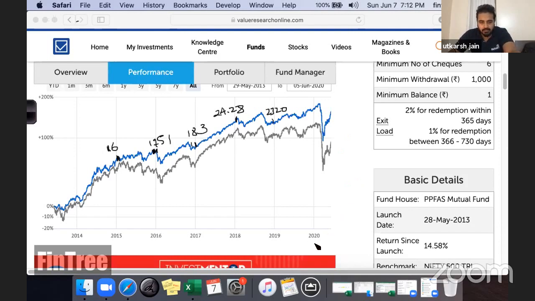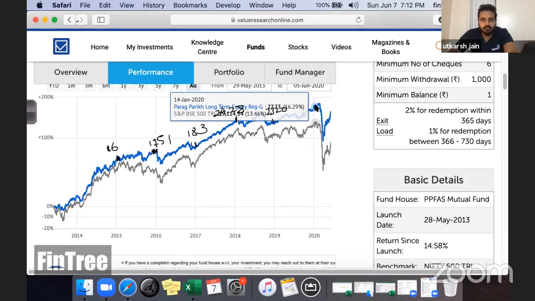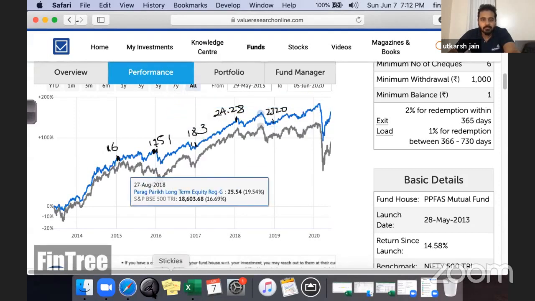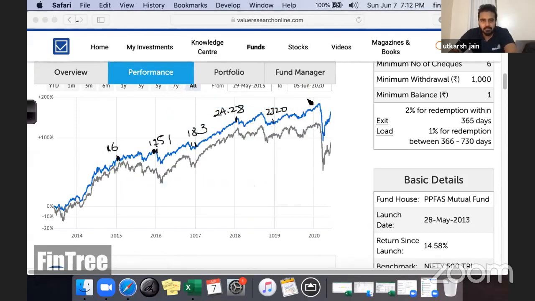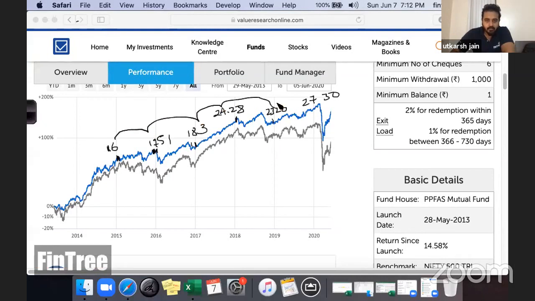And 2020, the last data point here in our analysis. So somewhere here, it is 27.3. So 27.3. So these are your, how many? 1, 2, 3, 4, 5, 6 data points. And how many years? So from here to here, 1, 2, 3, 4, and 5 years in between.